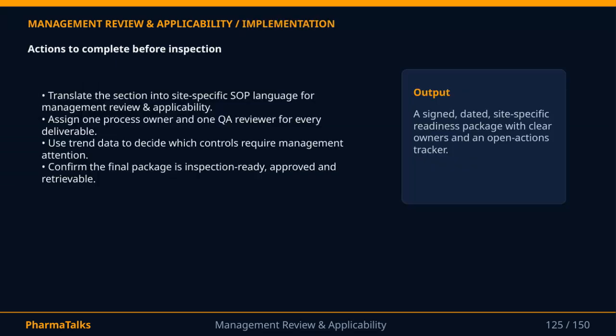function day to day. Before the inspection, there are several important actions that need to be completed to ensure everything is in order. First, the section must be translated into site-specific SOP language, making sure it aligns with management review and its applicability to our processes. Next, it's crucial to assign a dedicated process owner and a QA reviewer for every deliverable, so accountability is clear. Using trend data effectively helps us focus management attention on controls that really need it. Finally, we must confirm that the entire package is inspection ready. It should be fully approved, easy to retrieve, and complete.